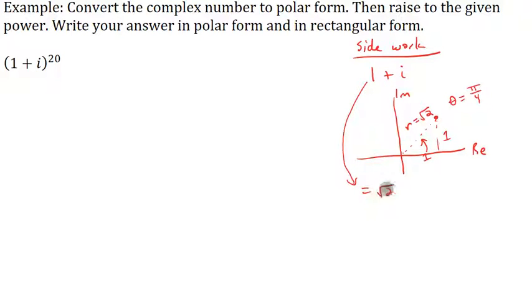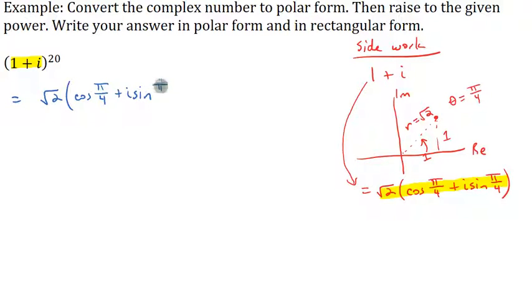So now I can see that 1 plus i can be written in polar form as r, which is square root of 2, times the quantity cosine of theta, which is pi over 4, plus i times the sine of pi over 4. So this is the polar form. So now I can come back and I can replace 1 plus i with this. Okay? So I need to take that number and raise that number to the 20th power. I need to multiply this polar complex number times itself 20 times.